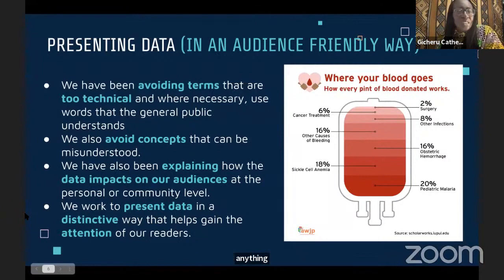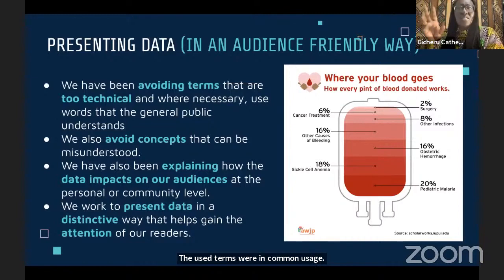So we use terms that are in common usage. They may not be, quote-unquote, correct English, but that's the English we're speaking. So for example, care packages in Nigeria are known as palliatives. And for me, palliative means something totally different in Kenya, but it was something that everybody in Nigeria knew. Palliatives were the care packages that the government was giving to the most affected, the destitute and the poor.